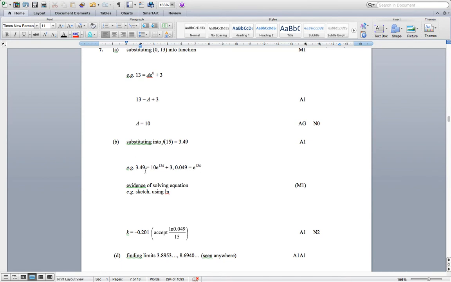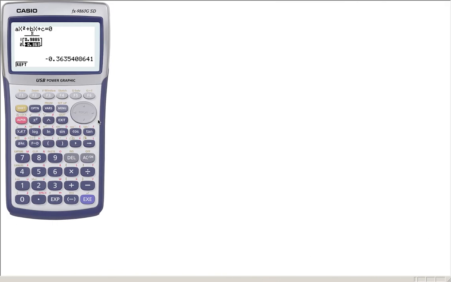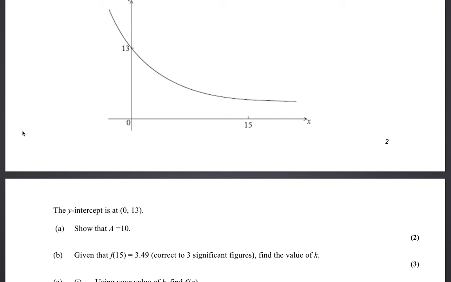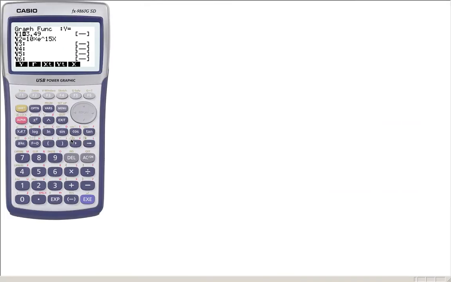So I'm going to take 3.49 as the first function and 10 e power 15x plus 3 as the second function. So I'm going to use the graph in this calculator. So let me go to graph. So the first function is 3.49 and the second function is 10 times e raised to 15x and then plus 3, is it? Yeah, plus 3.